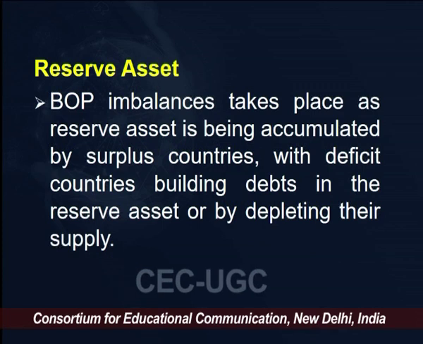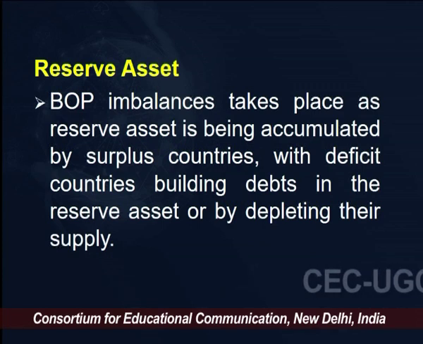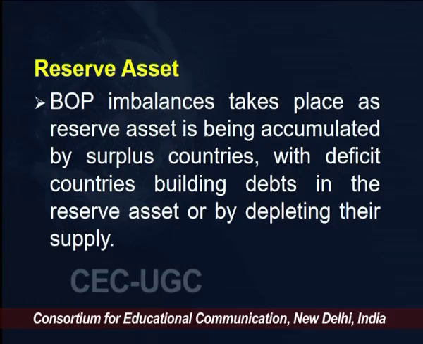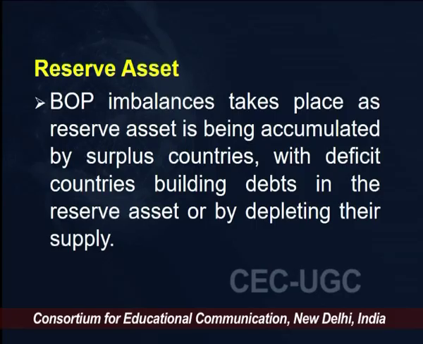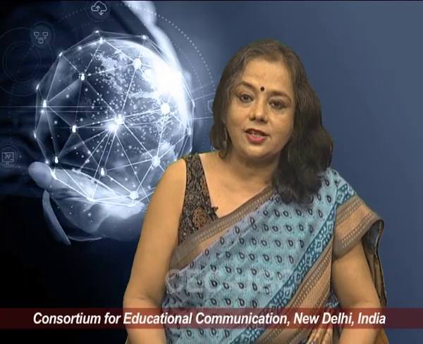Now, BOP imbalances take place as reserve assets are accumulated by surplus countries, with deficit countries building debts in the reserve account or by depleting their supply. So, this may happen: the surplus countries add to their reserve account, and the less developed countries or deficit countries will show a depletion of the reserve asset. Now, in the Bretton Woods system, either gold or the US dollar could serve as a reserve asset. But with the end of Bretton Woods, the US dollar has remained the principal de facto reserve for a long period of time.